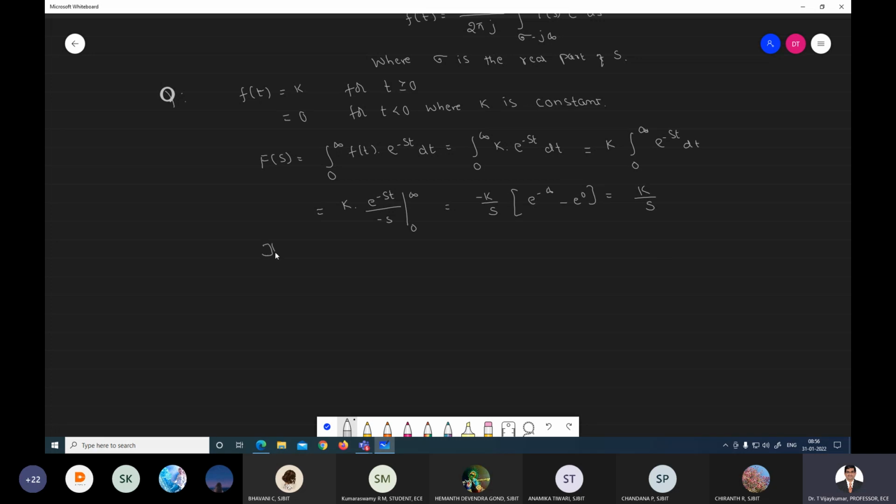Thus, if k is equal to 1, then its Laplace transform is 1 by s.